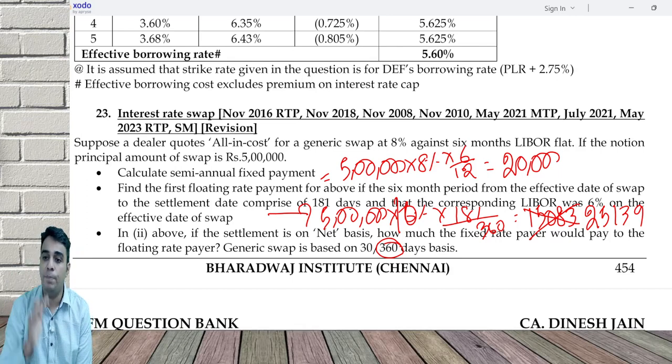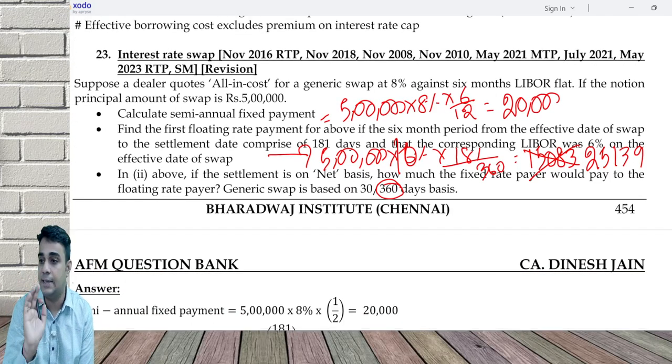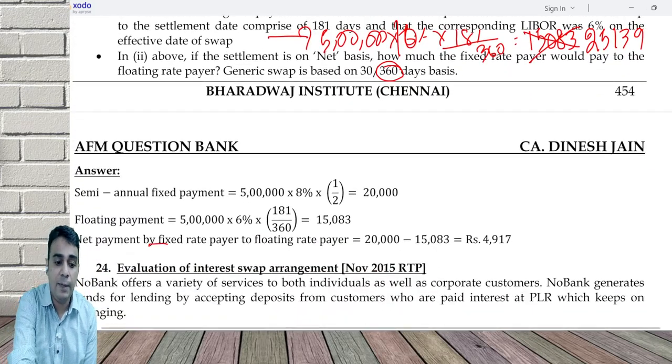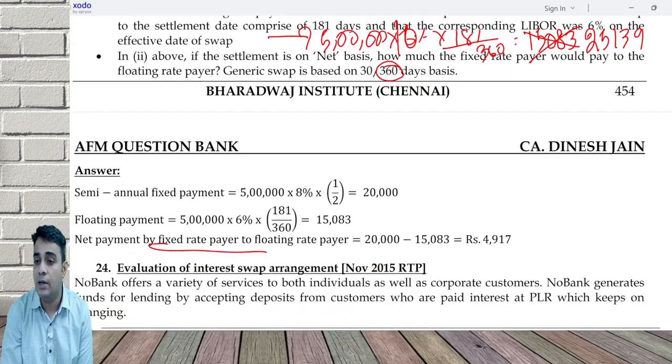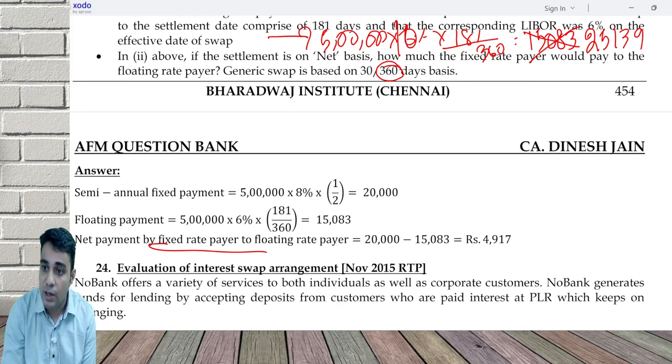You also need not pay me 25,000, but you have to pay me now 5139. Clear, net amount. That is why it is net settled. Net payment by the fixed rate payer to the floating rate payer.